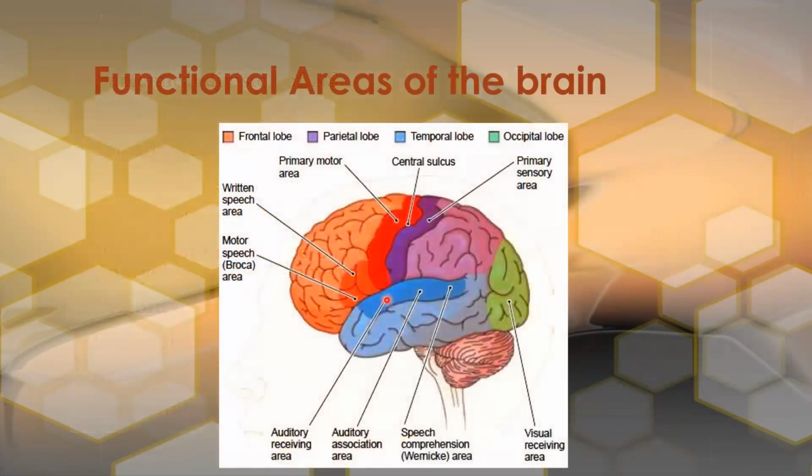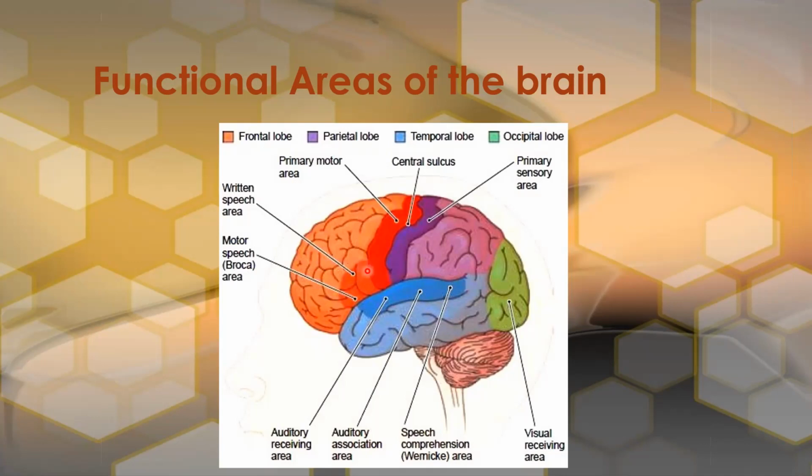Now we move on to the functional areas of the brain. This is the frontal lobe. The frontal lobe and the parietal lobe are divided by the central sulcus. The gyrus located anterior to the central sulcus is known as the primary motor area, and posterior to the central sulcus there is the primary sensory area.